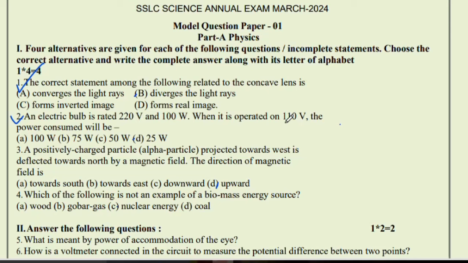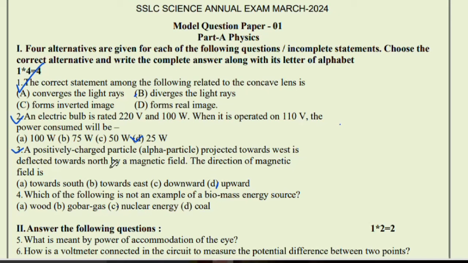Second question, an electric bulb is rated 220 volt and 100 watt. When it is operated on 110 volt, the power consumed will be, so 220 volt and 100 watt rating, if it is operated at 110 volt, how many watts will it be? So there is a power formula, so use that power formula, so then you are going to get the answer is 25 watt.